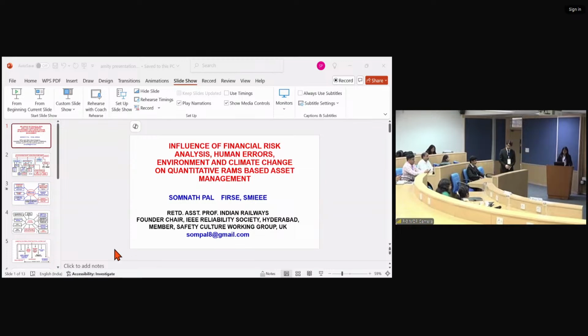Okay, so our next paper title is Influence of Financial Risk Analysis, Human Errors, Environment and Climate Change on Quantitative RAMS-Based Asset Management. And the author is Somnath Pal. Now, should I go to slide mode? Yes, sir.